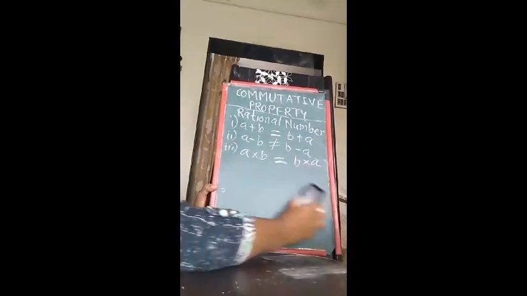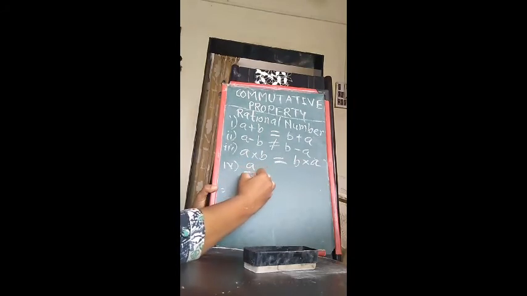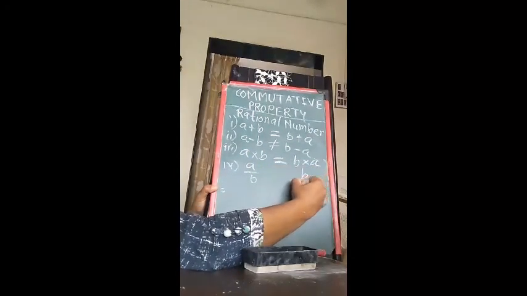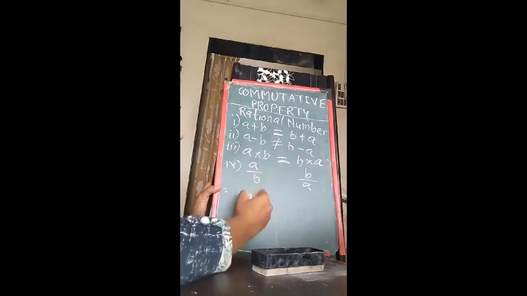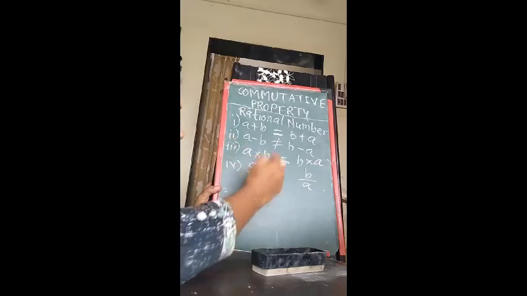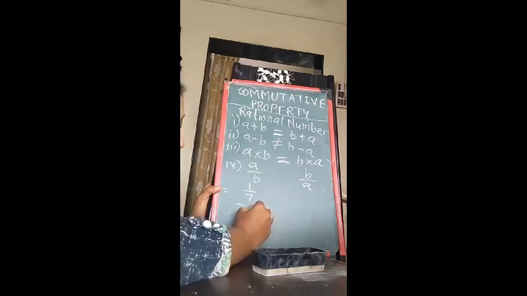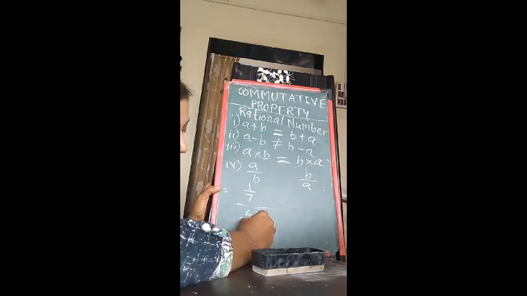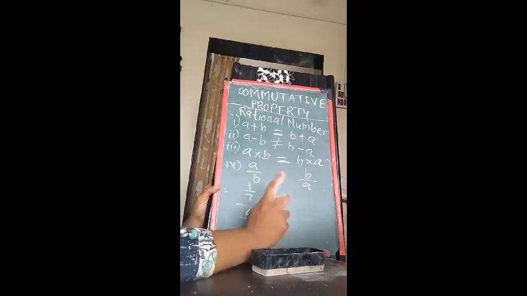So I think you have finished this writing. Now I will go to division, that is A divided by B and B divided by A. Here also again we are going to take two rational numbers. So A, if we take 1 upon 7, and B as 4 upon 9. Okay, 1 upon 7 divided by 4 upon 9. Here I will explain one thing.